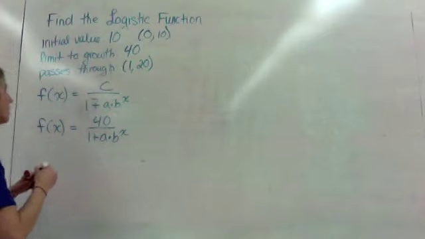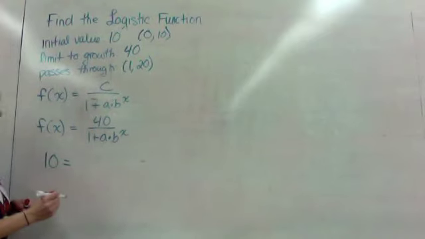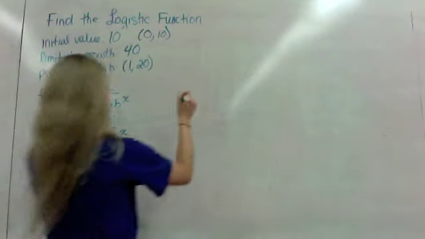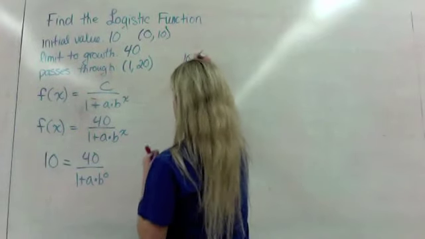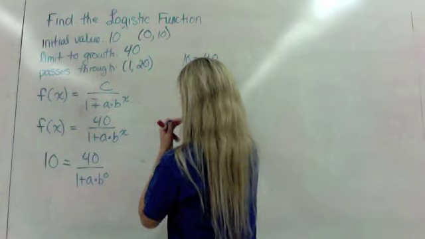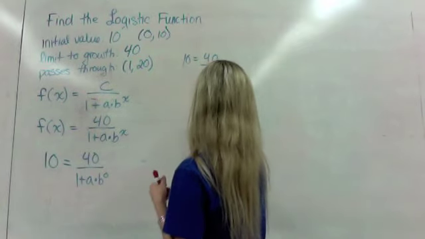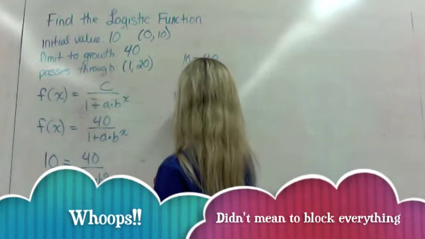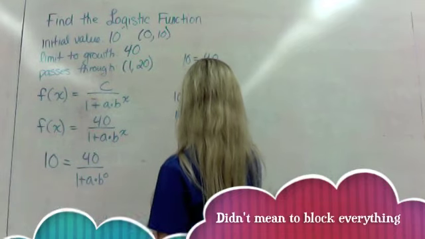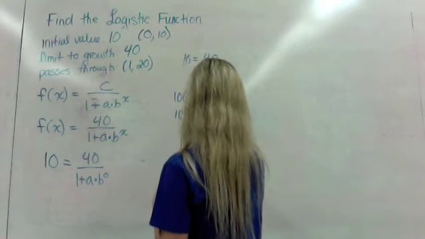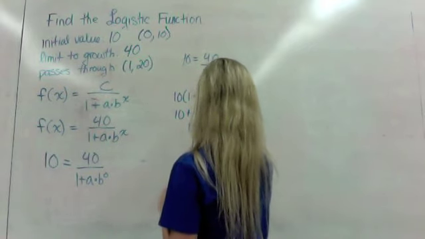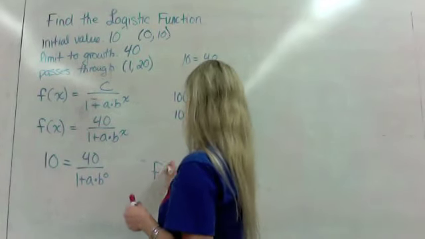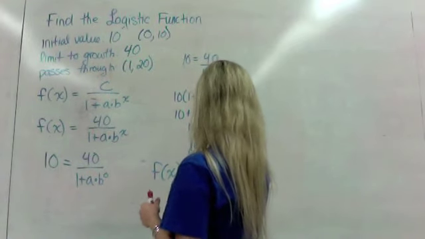So let's deal with our initial value first. We know the value of the function is 10 when x equals 0. So 40 over 1 plus a times b to the 0. So 10 is going to equal 40 over 1 plus a, because b to the 0 is 1. Multiply both sides by 1 plus a, and we end up with 10 times 1 plus a equals 40. So 10 plus 10a equals 40. 10a equals 30. So a equals 3.